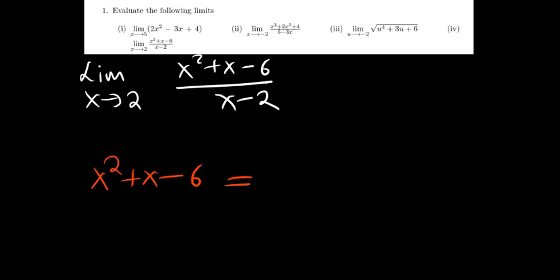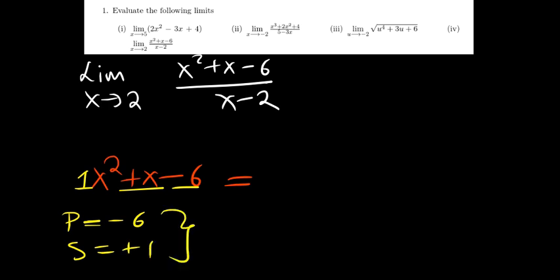So let's look at what we have. The product is 1 times negative 6. So the product is negative 6. The sum is the coefficient of the middle part, which is a 1. What two numbers can you multiply to give you negative 6? You add them, they give you 1. So that should be 3 and a 2.